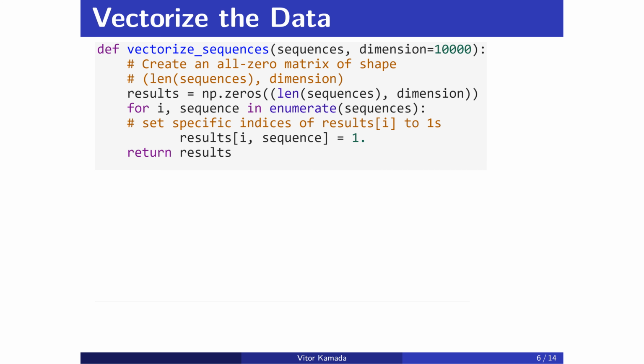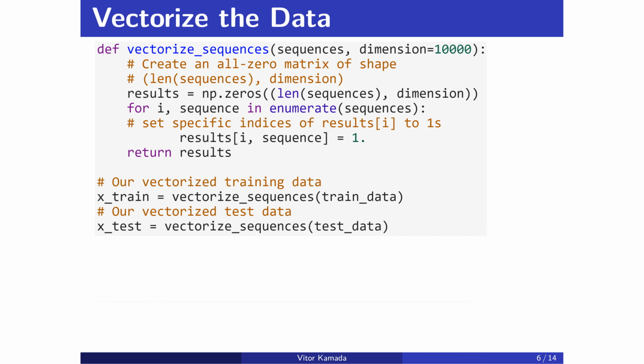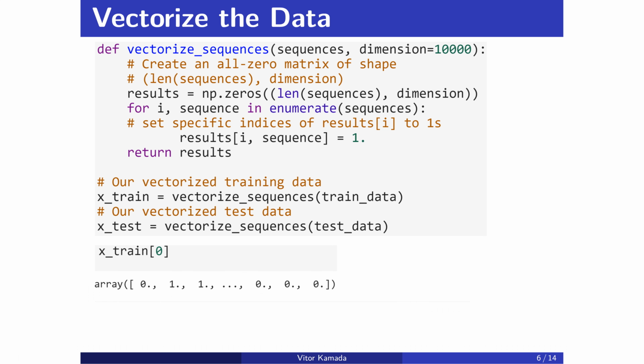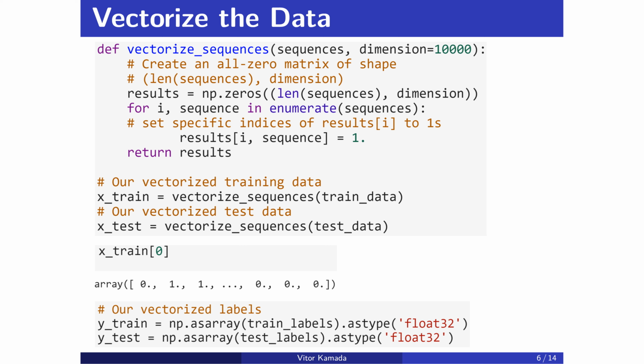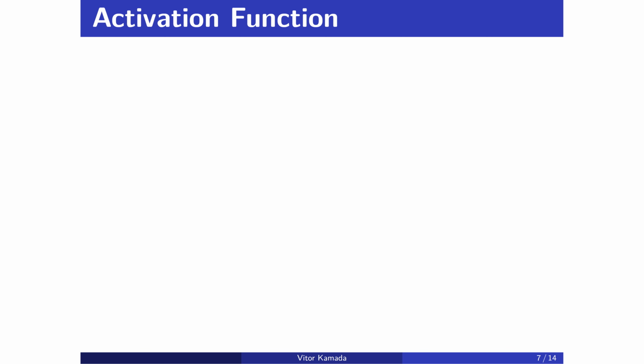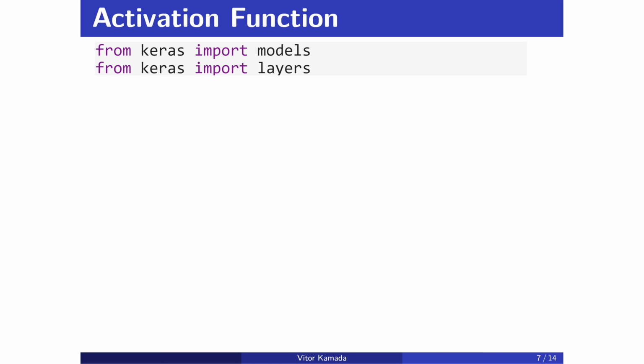Now, let's apply the vectorization to the training and the test dataset. See now that the first observation has 10,000 explanatory variables, and the values of these explanatory variables are 0 or 1. The labels y are already 0 and 1. Let's just put them in array format. The next step is to start building the neural network. From Keras, let's import models and layers.